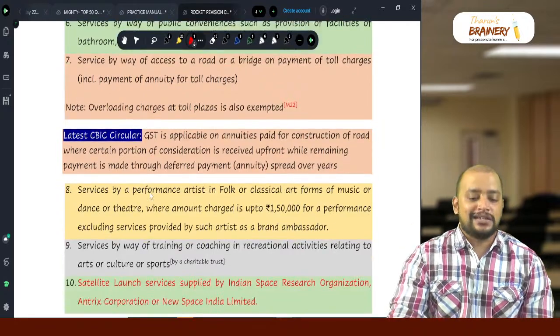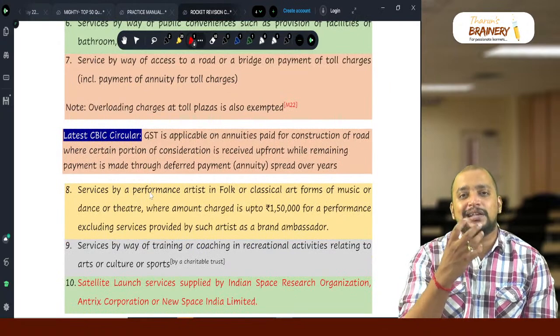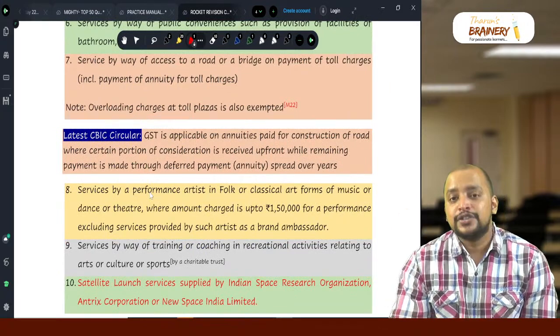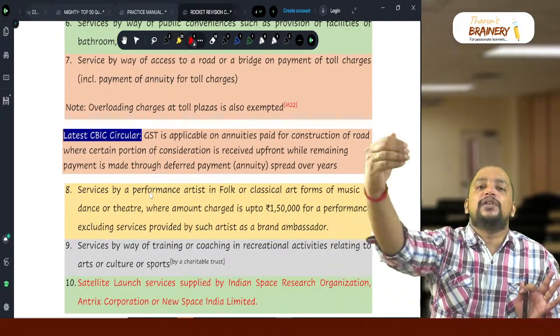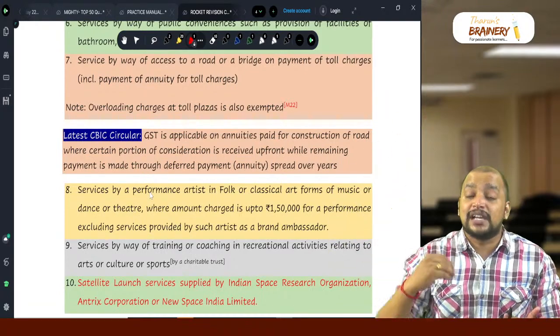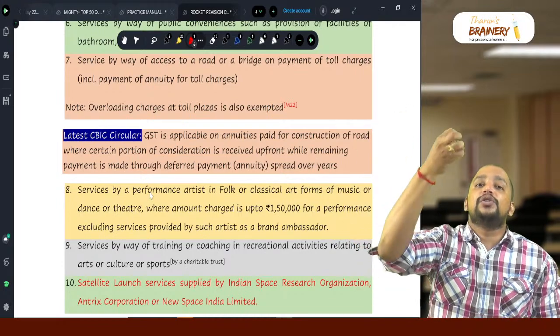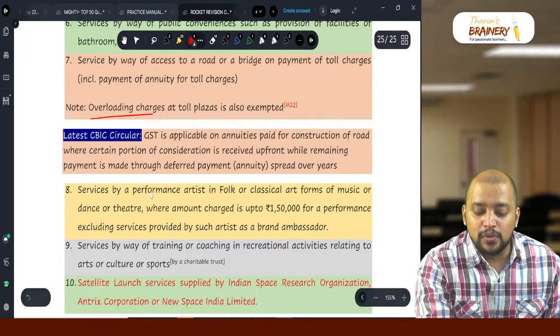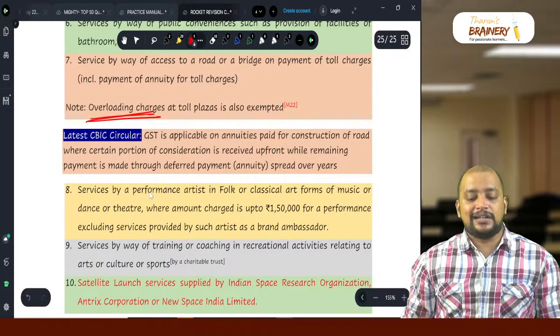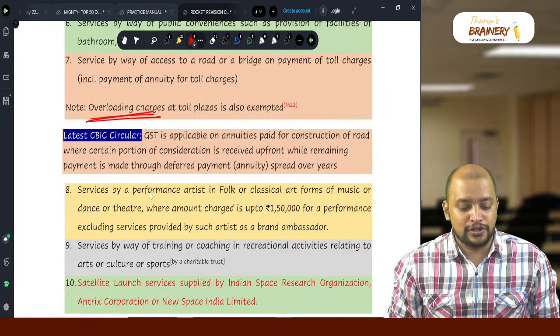Then toll charges. So toll charges, government will not be constructing the roads, so they will be giving it to builders. So these builders will lay down the roads and will be collecting toll charges on the vehicles which are using that road. So the toll charges collected is exempted, including overloading charges. This overloading charges is also collected at the toll plazas, even that is also exempted.